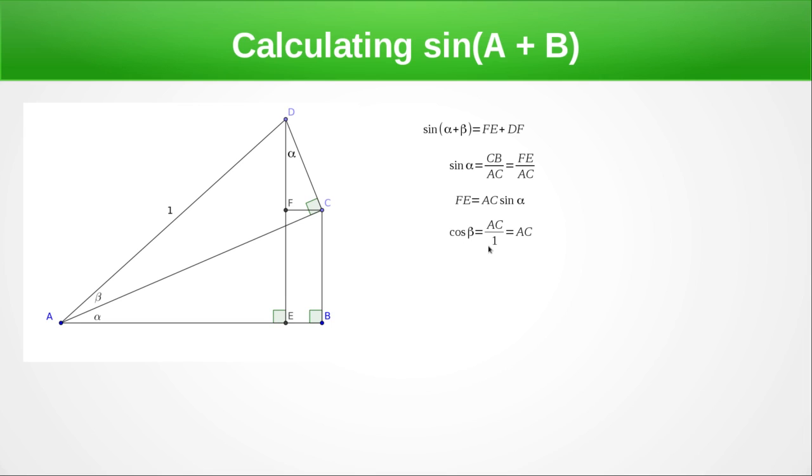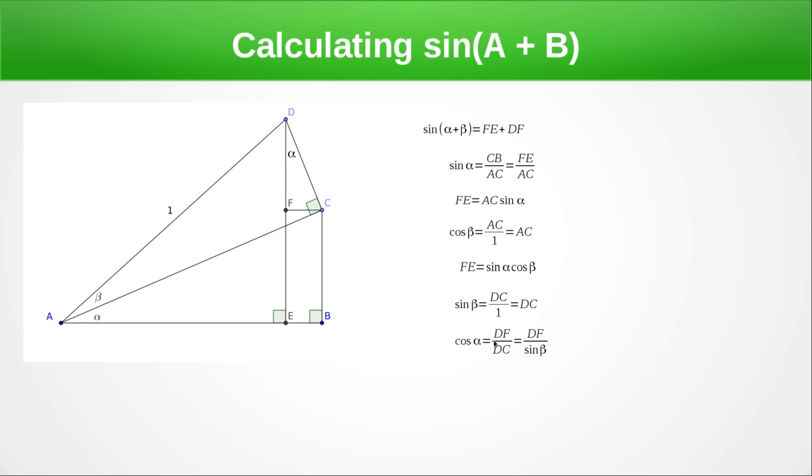Okay, what about cos beta then? Well, here's beta, cos is going to be adjacent over the hypotenuse, so that's just AC, and we want AC in here, so that means FE equals sine alpha cos beta. So we've got the first part of our formula. Okay, what about sine beta then? Sine beta, beta is opposite over hypotenuse, so that's just DC.